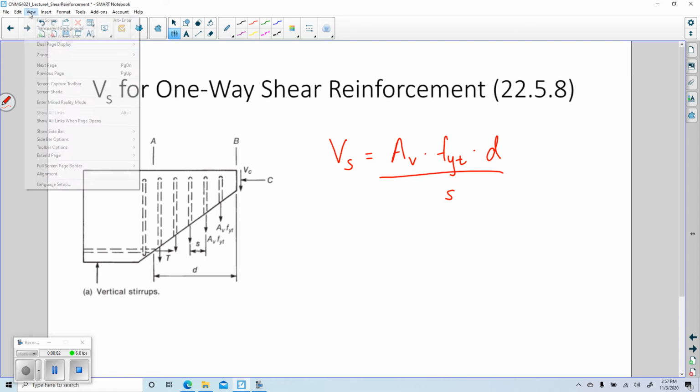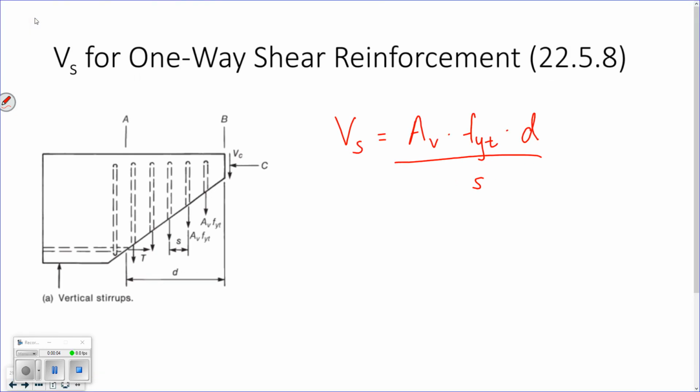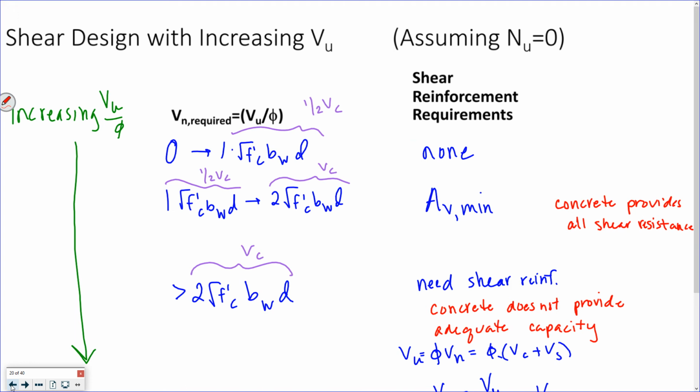All right, let's get into designing our shear reinforcement. Up until now, we've talked about how much we can expect from the concrete, which is 2 square root f'c b_w d for the most part. That's assuming there's no axial tension or compression.